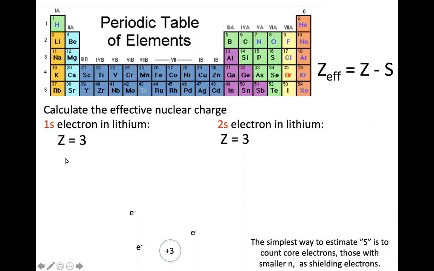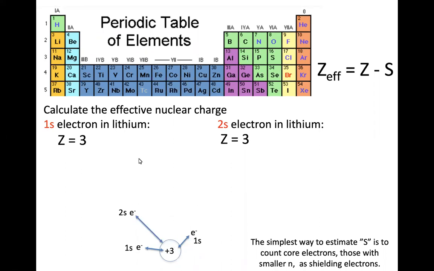I'm going to calculate this for the 1s electron it has, and also for the 2s. It has a total of 3 electrons. It's 1s2, 2s1. So I'm quickly using the periodic table to determine the electron configuration. I think I'm going to have interactions between the protons and an electron in the 1s, and between the protons and an electron in the 2s.